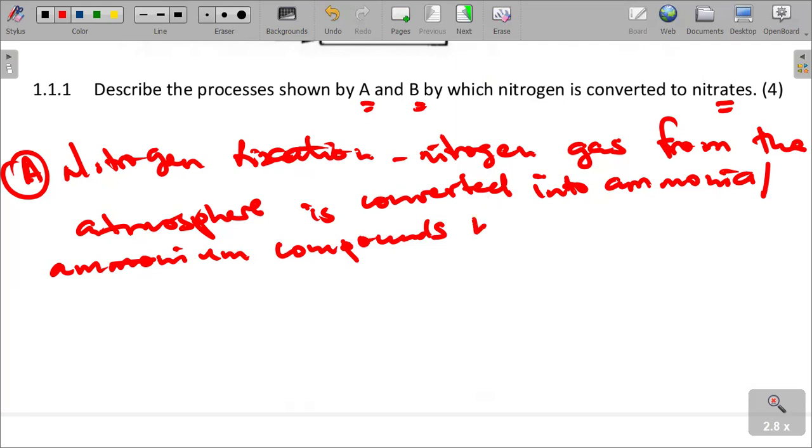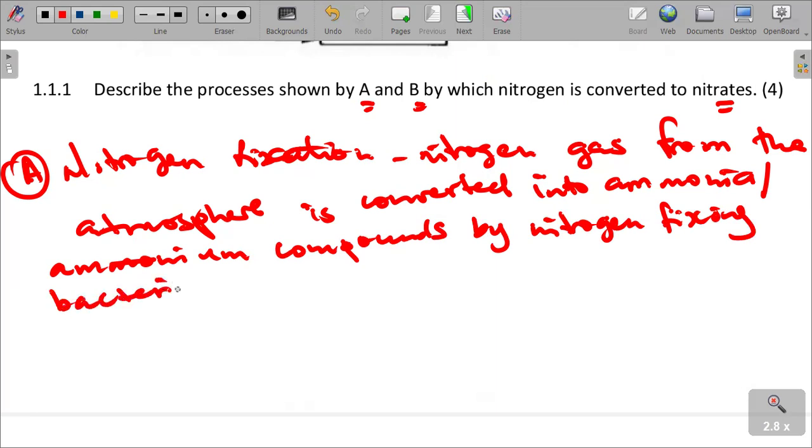this is done by nitrogen fixing bacteria. Nitrogen fixing bacteria is the one that converts nitrogen in the air, e.g., we can talk about the rhizobium.